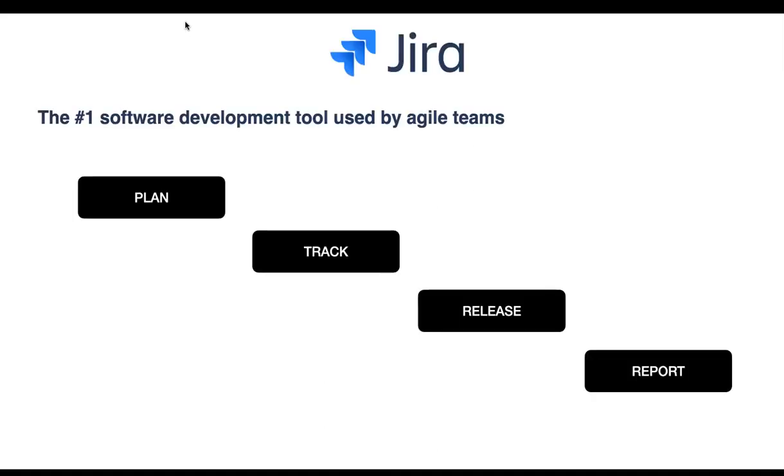What exactly is Jira? Jira is the number one software development tool used by agile teams. It simplifies the process. It contains planning, tracking, releases, and reports. Jira is a combination of all these things. We can plan, we can track the work, we can release the work, and we can also report the work: in how many days it is completed, what is the achievement, what is the performance of the team. Everything can be reported.